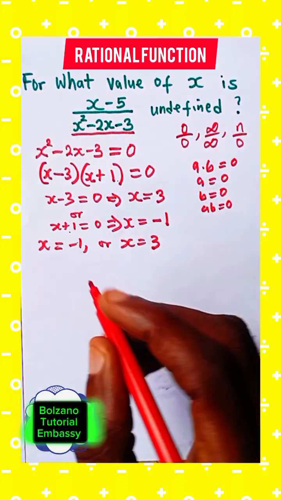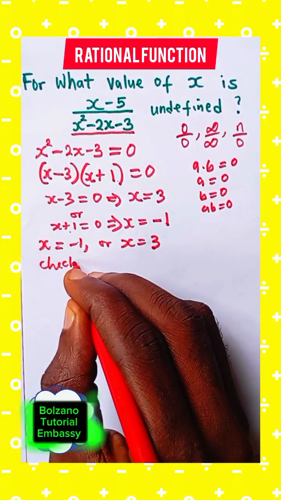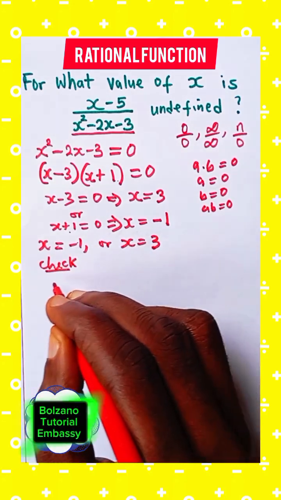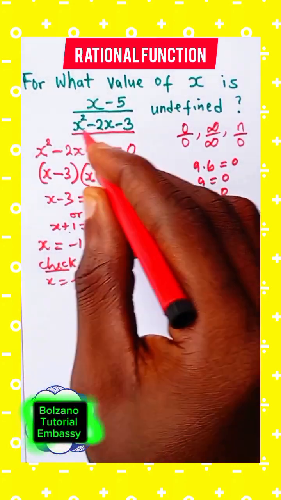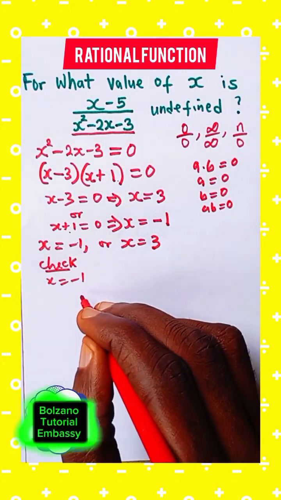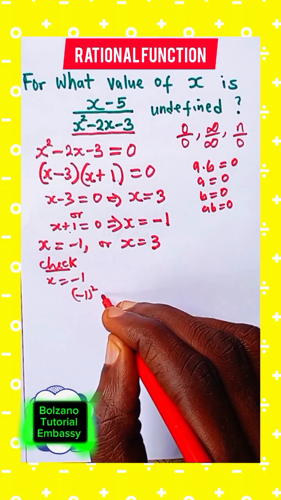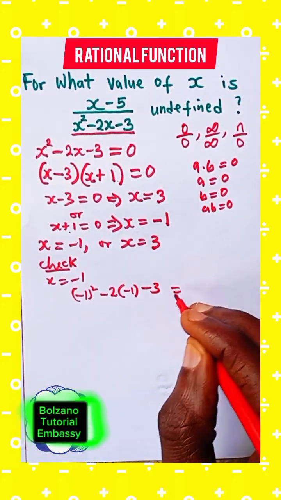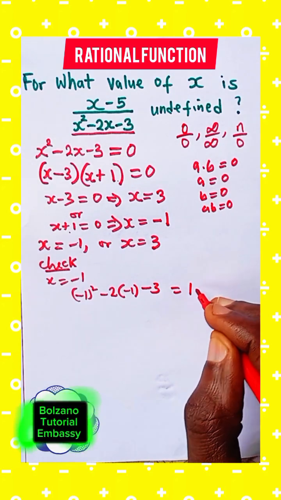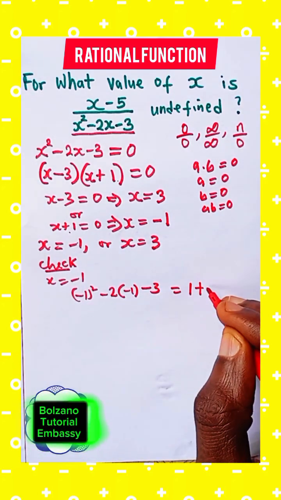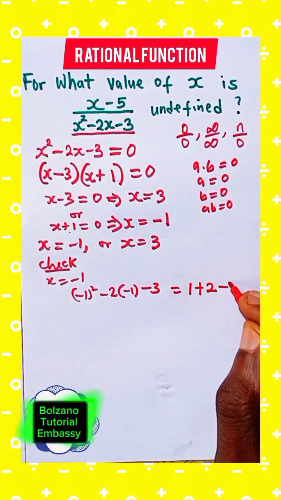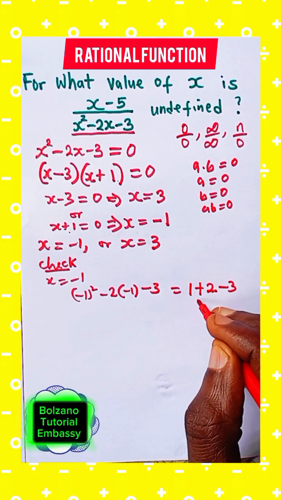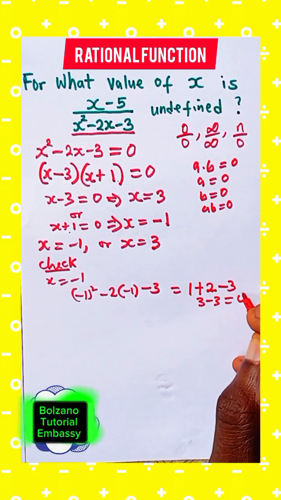So we can even carry out a check. So let's check. For x equals minus 1, let's substitute here. We're going to have minus 1 squared minus 2 times minus 1 minus 3, and that will give us: minus 1 squared is 1, minus times minus is plus 2, then minus 3. So 1 plus 2 is 3, and 3 minus 3 is equal to 0.